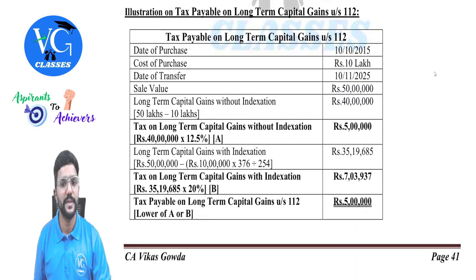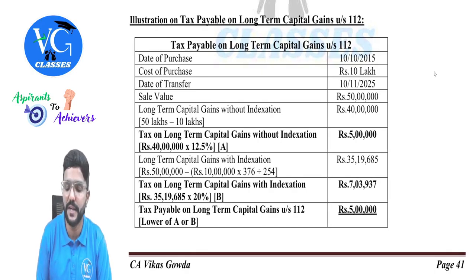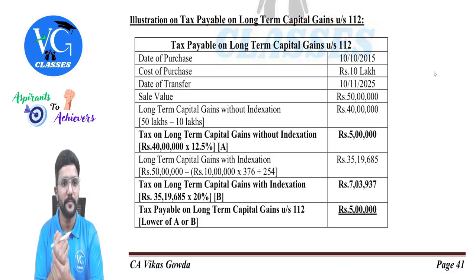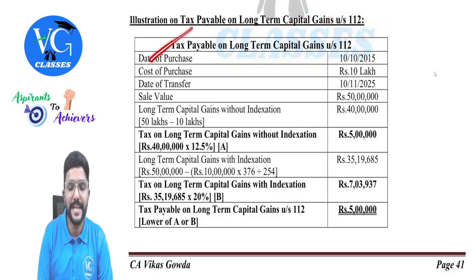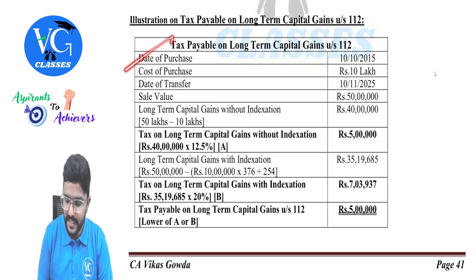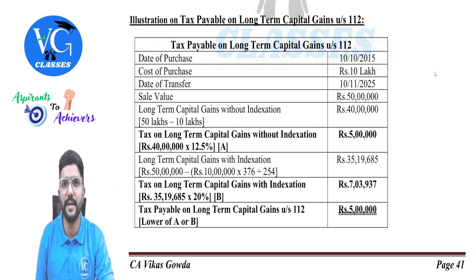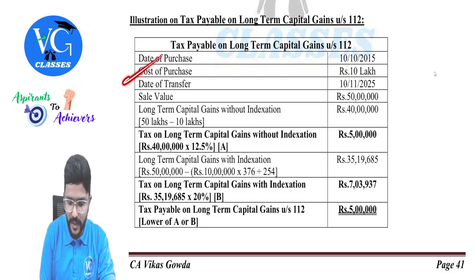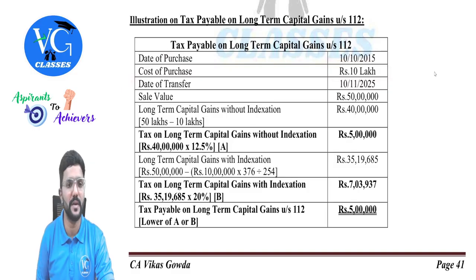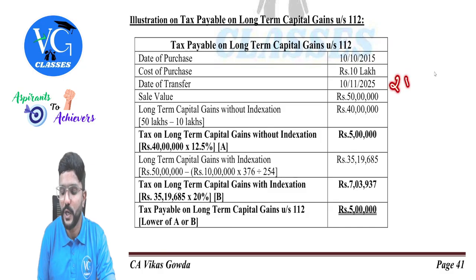Yes. So in the question bank, page number 41, I have given this illustration on section 112. You can come to that. Tax payable on long-term capital gain under section 112, guys. Date of purchase 10th October 2015, which is before 23rd July 2024. Cost of acquisition is 10 lakh. Date of transfer is 10th November 2025, that is during our previous year 25-26.